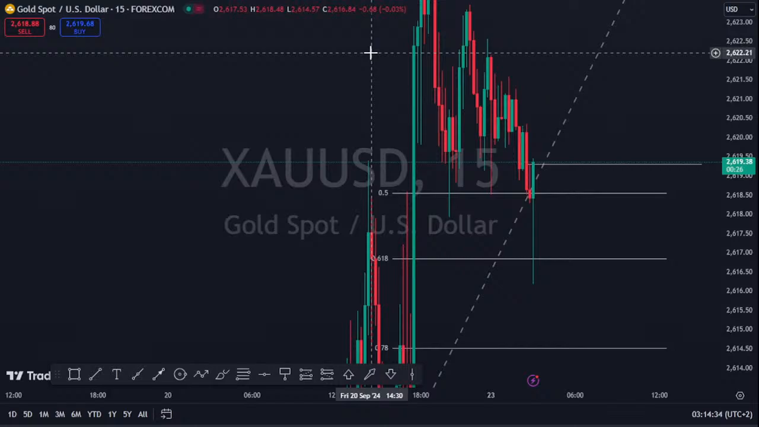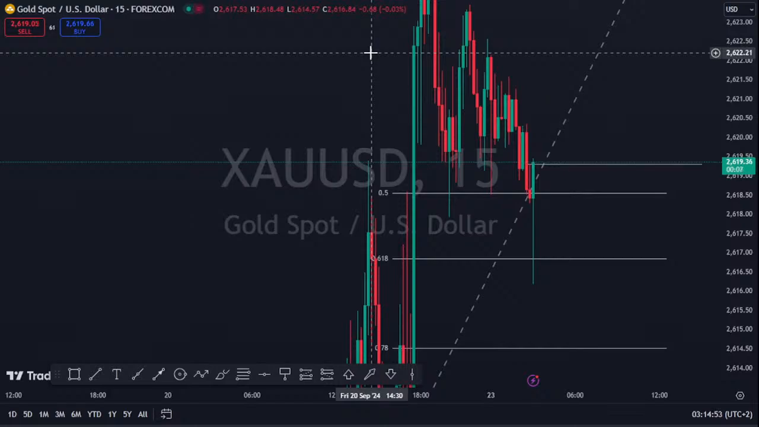Can I short BTC? Unfortunately, no. Unfortunately, you cannot short BTC. I don't analyze BTC at all. I'm a full-time gold trader.